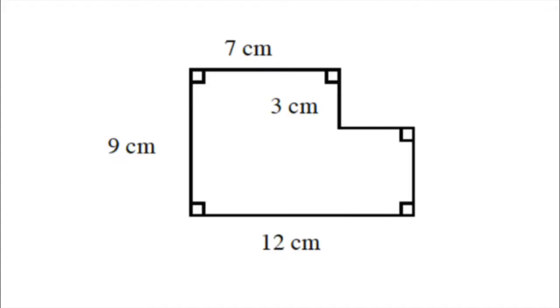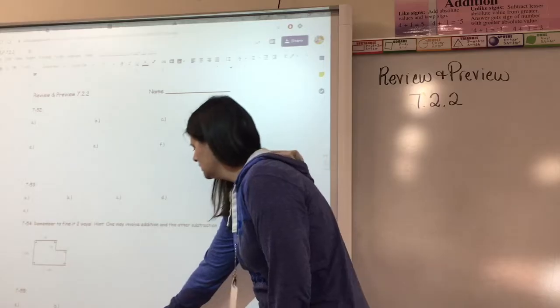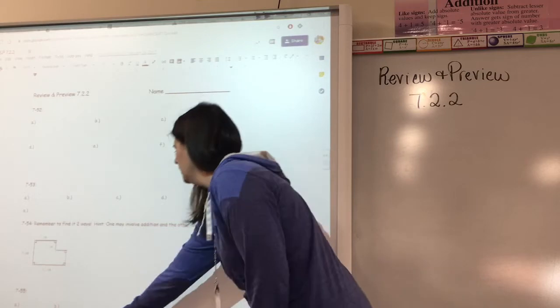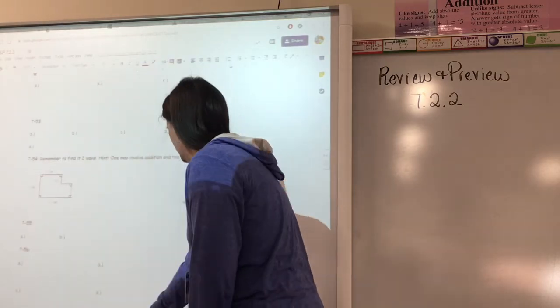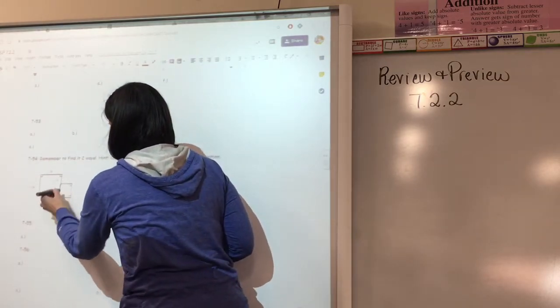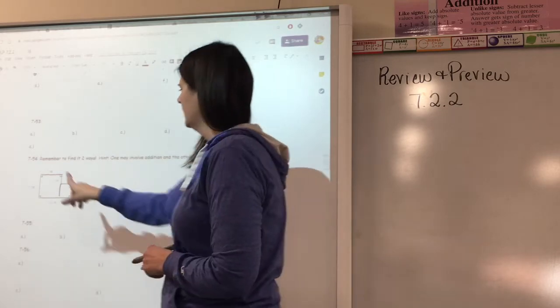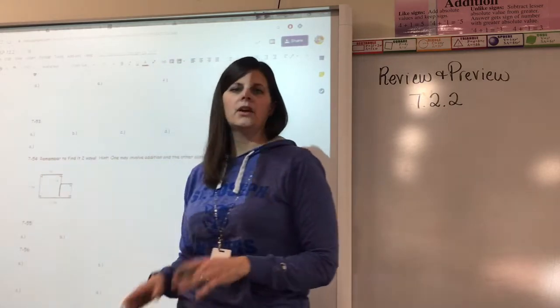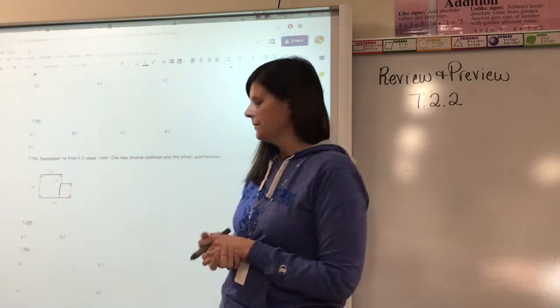For question 54, find the area of the shape in at least two ways. And on your answer sheet, there's a hint that says one way may involve addition and the other one would involve subtraction. So as an example, for one way of finding the area, I could break this into two smaller rectangles, find the area here, find the area here, and then add them together.